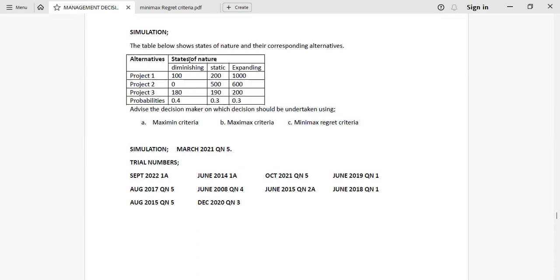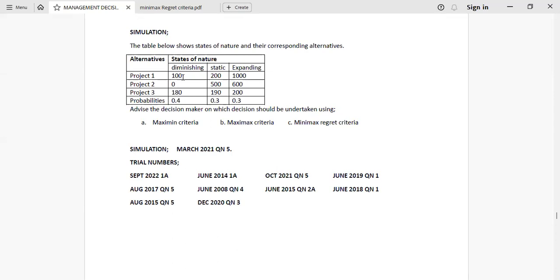You pick the highest, you go in this column of diminishing, this column of static, and this column of expanding. Now we are just working on diminishing. When you are done with diminishing, you go to static, then expanding. So for diminishing, the highest value is 180. That is the maximum that we are supposed to get, because we are regretting that we should have selected the highest payoff. That is the reason we are picking the maximum value from those different states of nature. The highest is 180, so it is going to be 180 less from this.